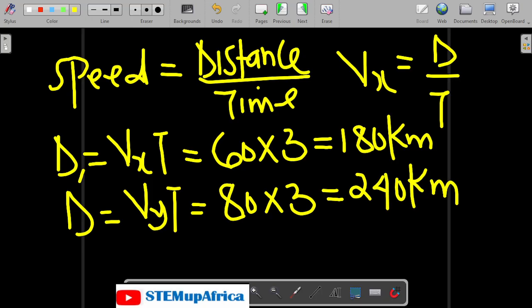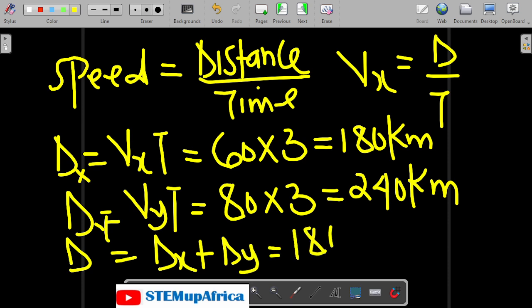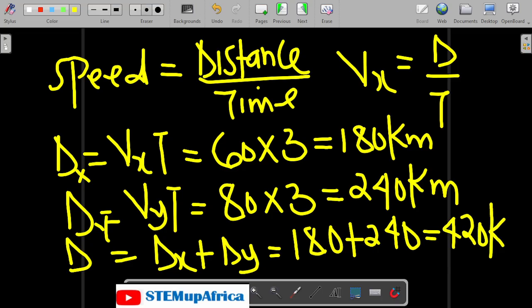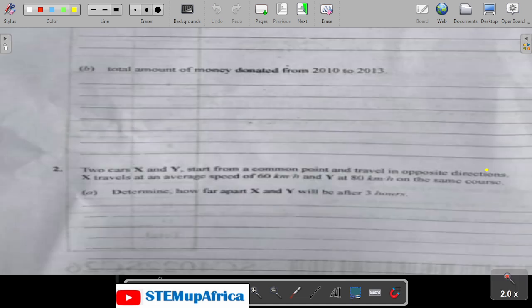So this is distance X, distance Y. My total distance will be the distance of X plus the distance of Y, which is 180 plus 240. If I add up, what will I have? 180 plus 240 gives 420 kilometers. So X and Y will be 420 kilometers apart after 3 hours. Let's go to question B and see what they have for us there.